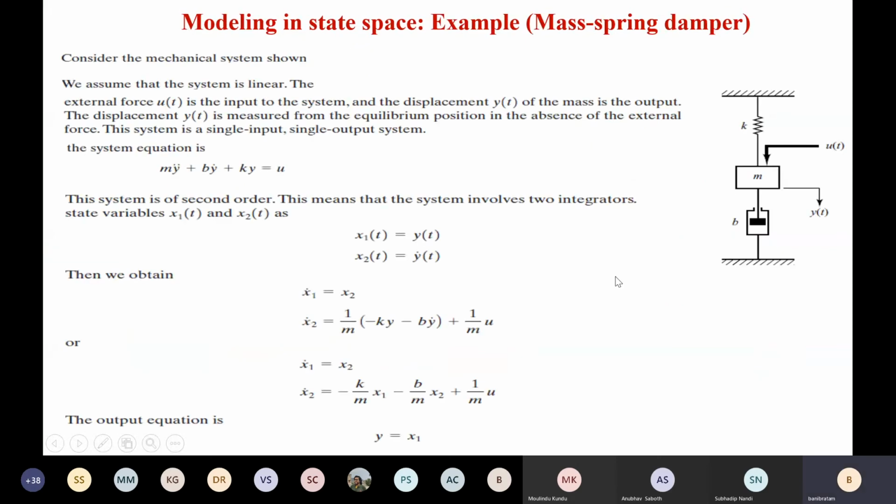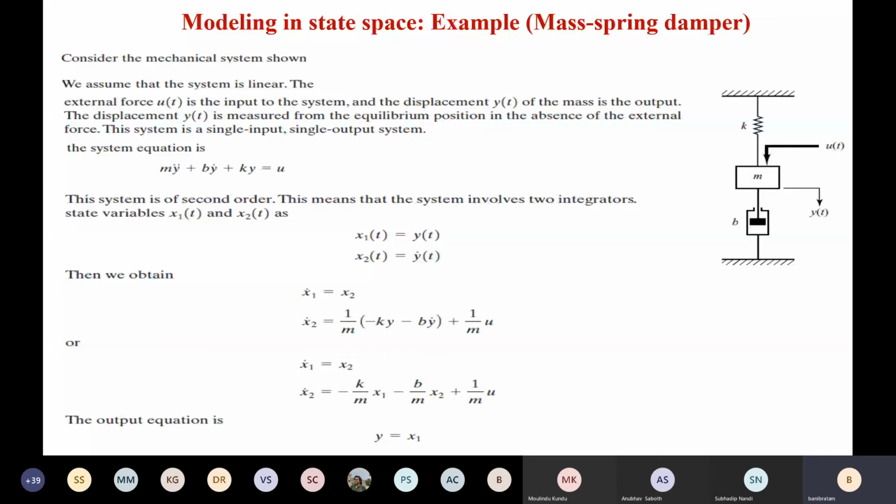Yeah. So if it is fine, we will just look at one example of this mass spring damper system, and then we will stop. Just in the last slides, we have seen that I can convert the nth order differential equation into n number of first order ordinary differential equations.